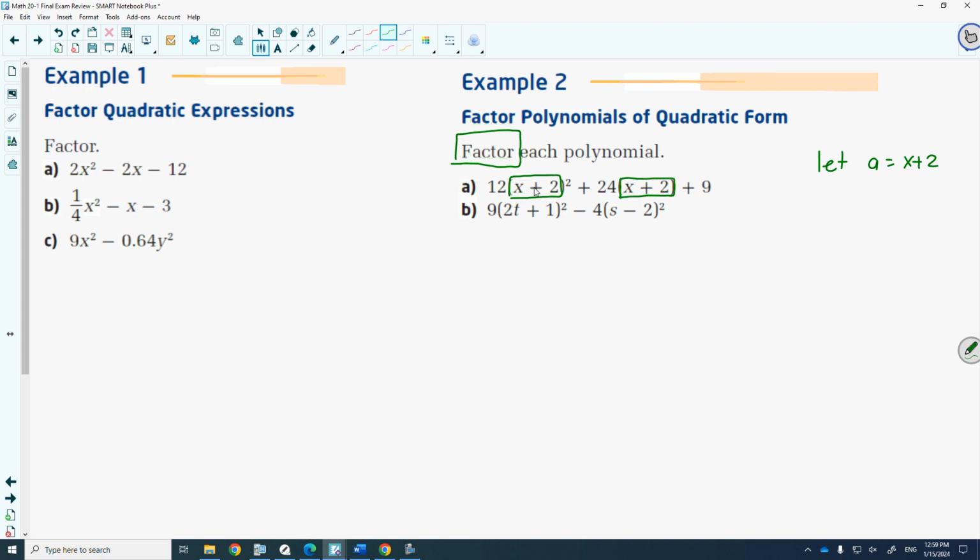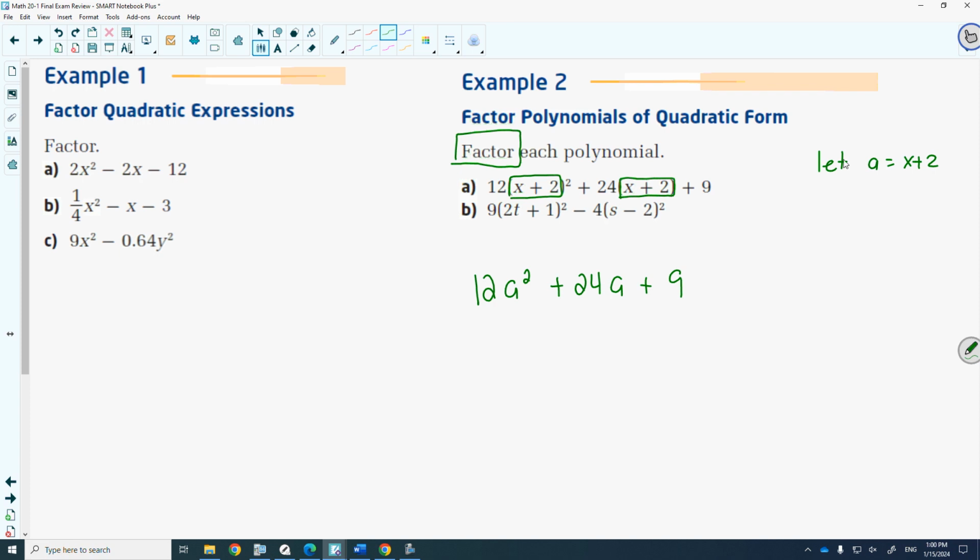So I'm going to take out that bracket, and whenever I see an x plus 2, I'm going to put in an A. So I will have 12a squared plus 24a plus 9. Now, all of a sudden, it looks like the factoring we're used to.